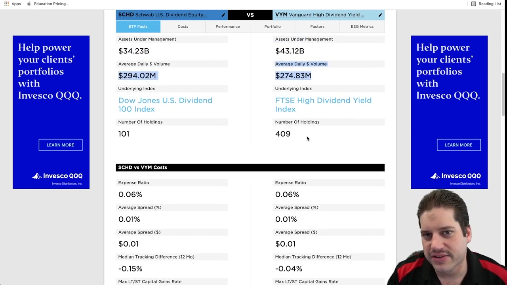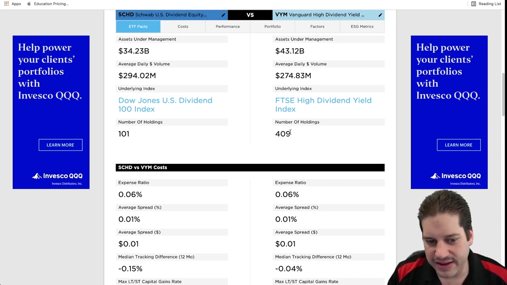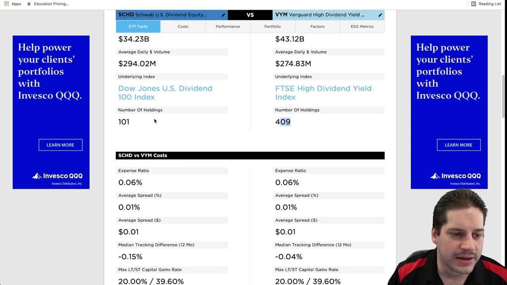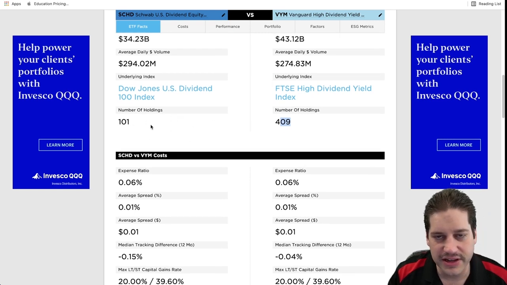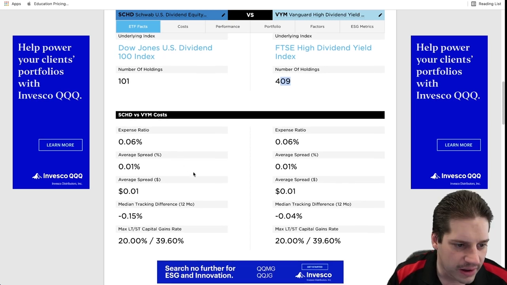One of the first differences between SCHD and VYM is the number of holdings, and that's because VYM has a lot more lower cap stocks that have higher yields in it, so it has more holdings, and SCHD targets a very select few based off the criteria we already talked about.